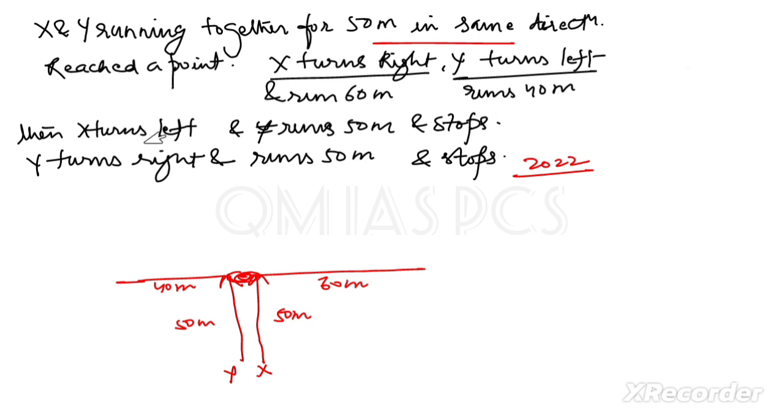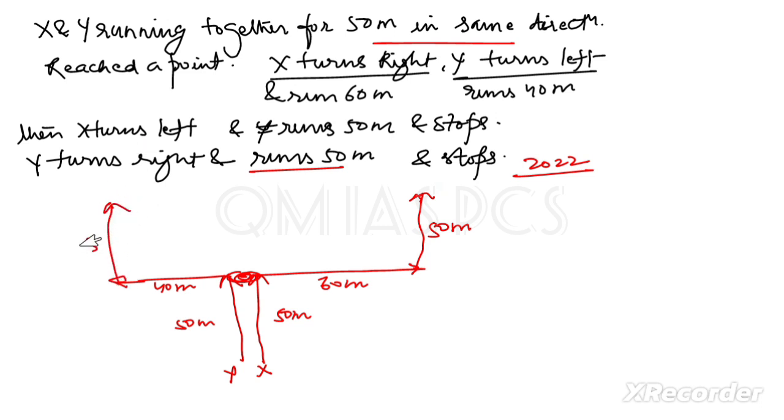Now x turns left, left is what, this one or that one? So obviously this one is left and runs 50 meter. 50 meter means this is 50. Okay, this is 50 meter, and y turns right and runs 50 meters. So for y this will be his right, so this is 50 meter.